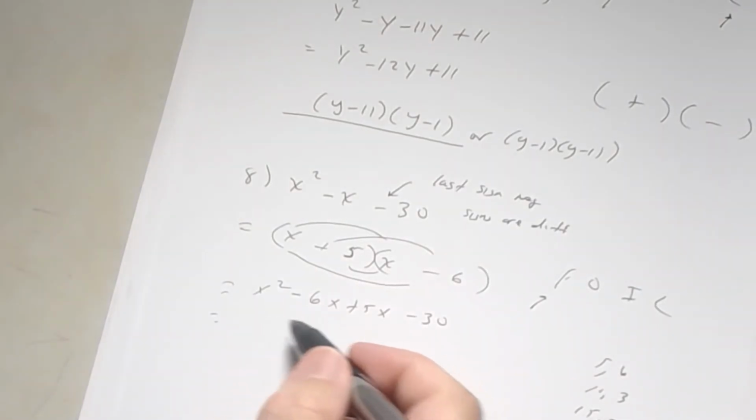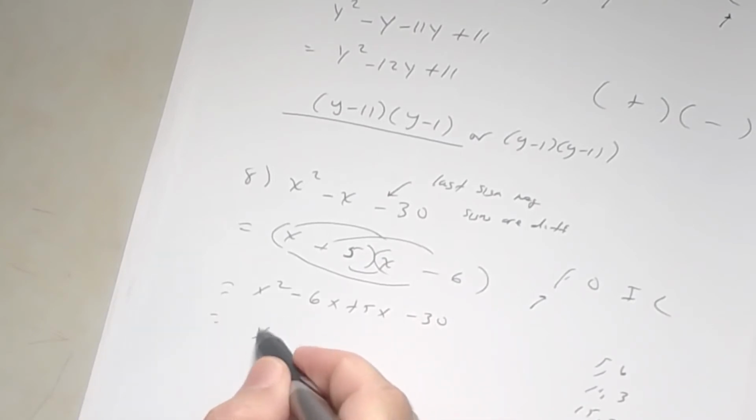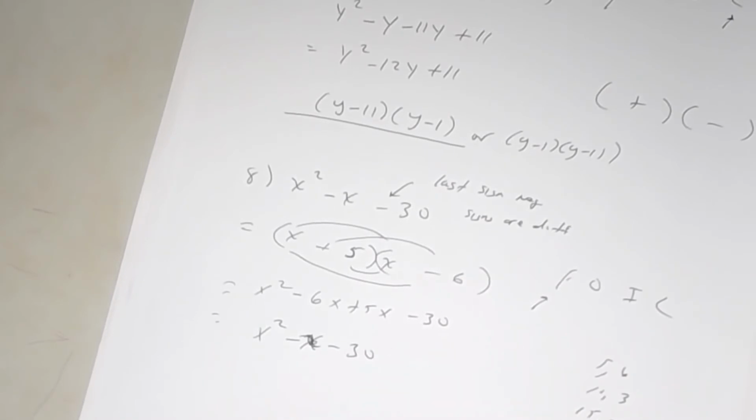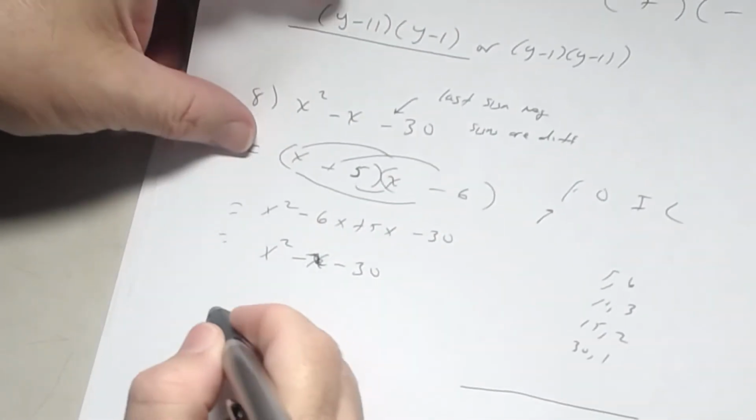Now when you combine like terms, what do you get? X squared minus x minus 30. Is that what you wanted? Yep. So there's the answer. We guessed right the first time. Now you're not always going to guess right the first time. So let's suppose. Now remember, that's the answer though.